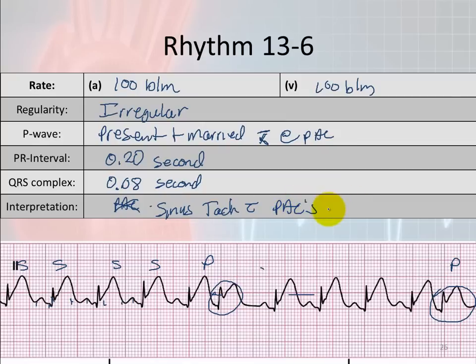Now another question we have here is, would you say that these are compensatory or non-compensatory pauses? Take your calipers and march it out. See if all of these P waves march out from the front side of the strip all the way to the back side of the strip. And in this case, they're not going to.